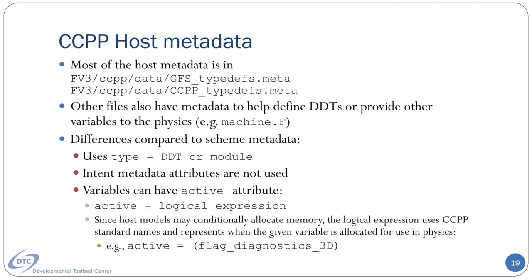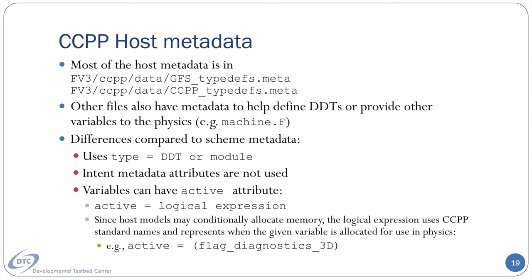Just like on the physics side, the CCPP requires that metadata exist on the host application side. By ingesting both metadata from the physics and host, the CCPP framework is able to auto-generate the software caps that pass in the correct data to the physics. For the UFS, most of the host metadata exists in the gfs-typedefs.meta and ccpp-typedefs.meta files at the given paths within the UFS.